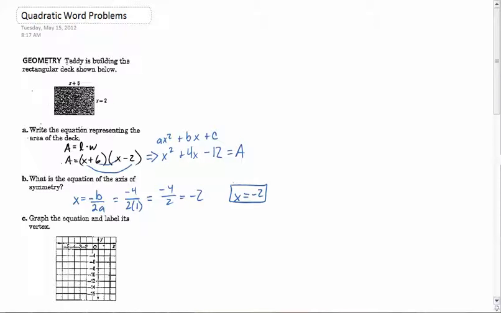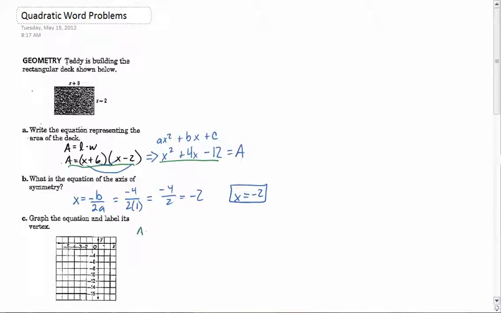Now we also know that that is the x value of the vertex. So now it asks us to graph the equation and label its vertex. And so let's see what we can do about that. So we already have the x value of the vertex, so to get the y value, we're just going to plug it in. You can plug it into either this equation right here or the one that we FOILed out. Either one should be fine.